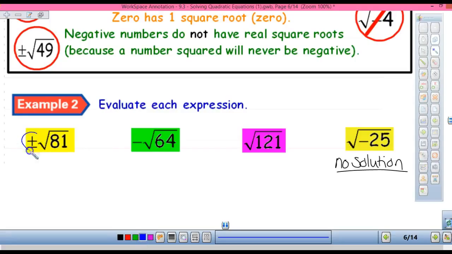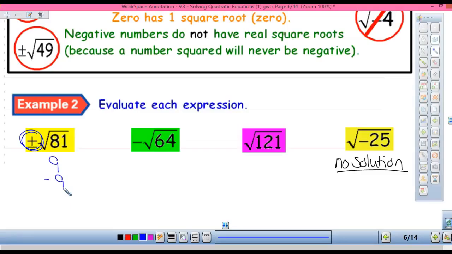This symbol right here, plus or minus the square root of 81. That's what this means, plus or minus. It does matter. It means both. So if I take the square root of 81, I'm going to get the positive square root of 81, which is 9, and I'm going to get the negative of the square root of 81, which is -9. So that's what that plus and minus means.